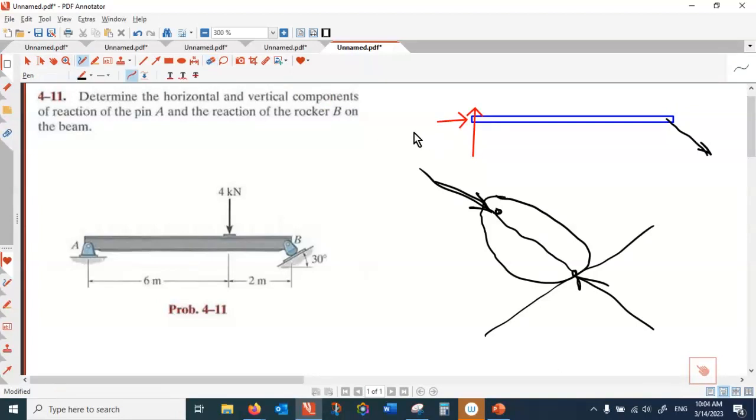So here, I call this AX, AY. And this one I call magnitude of the B. And then the direction, so this direction is what? 30 degrees, right? And now I managed to reduce that into 3 unknowns. 1, 2, 3. 3 equations. Now it's solvable. Without knowing that the rocker is a two-force member, the problem was not solvable.